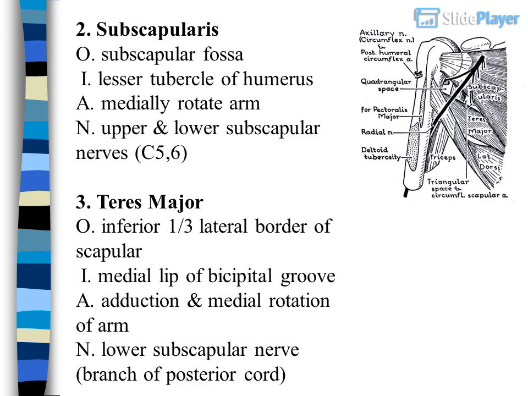Action: medially rotates arm. Nerves: upper and lower subscapular nerves, C5,6. 3. Teres major. Origin: inferior 1/3 of lateral border of scapula. Insertion: medial lip of bicipital groove. Action: adduction and medial rotation of arm. Nerve: lower subscapular nerve, branch of posterior cord.